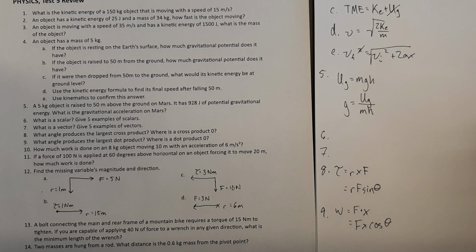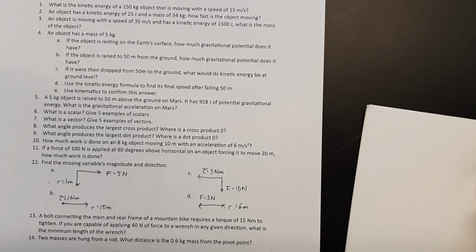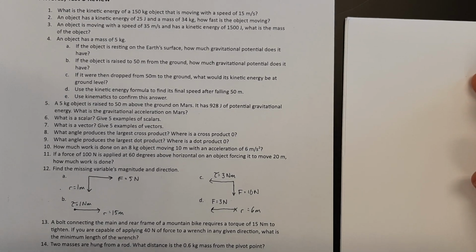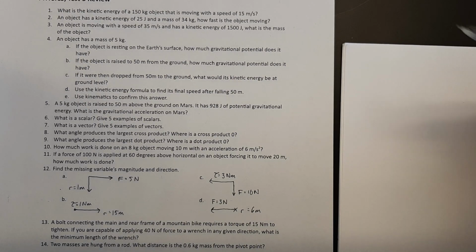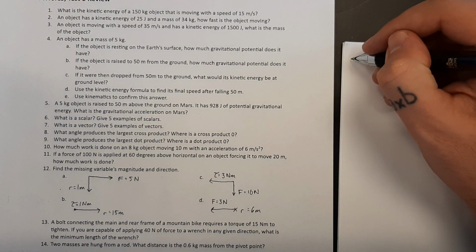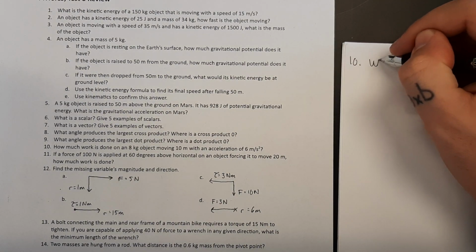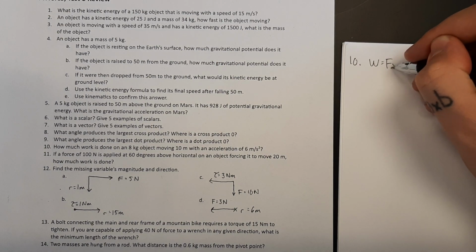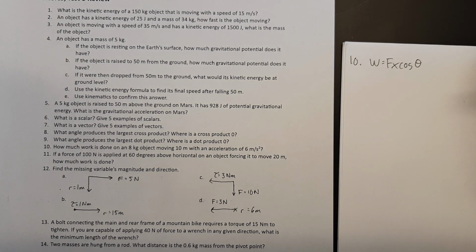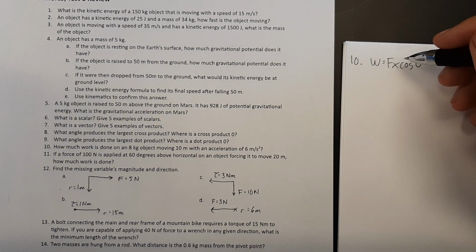Okay, so now next one, 10. How much work is done on an 8 kilogram object moving at 10 meters with an acceleration of 6 meters per second squared? So we're looking for work. Work, as we just mentioned, is force times your distance times the cosine of the angle between them. Now, this one is not telling us a direction. When you're looking at a dot product like this one, you assume that that angle is 0 degrees. You assume that you're applying a force in the direction you want it to move. So angle is 0, and cosine of 0 is just going to turn into 1.